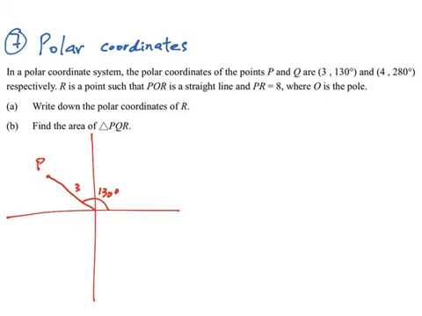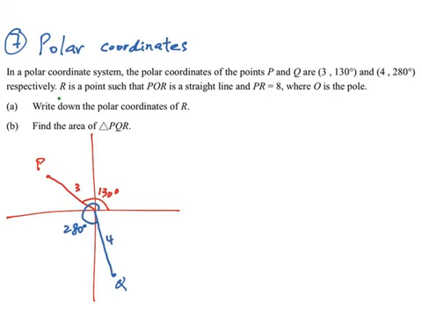Next is point Q. Point Q is 4, 280 degrees. So that means it's around here. Distance is 4 and the degree is 280 degrees. It is point Q.